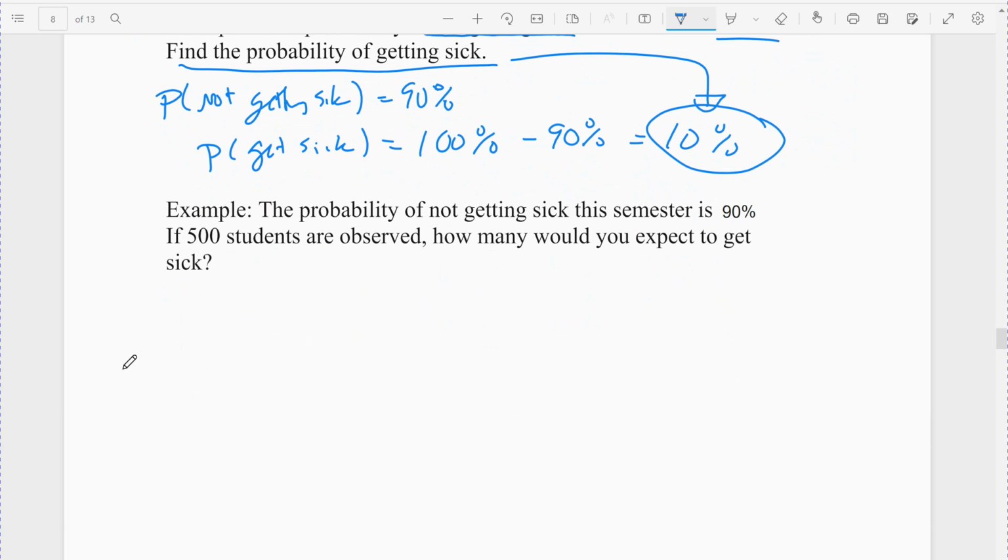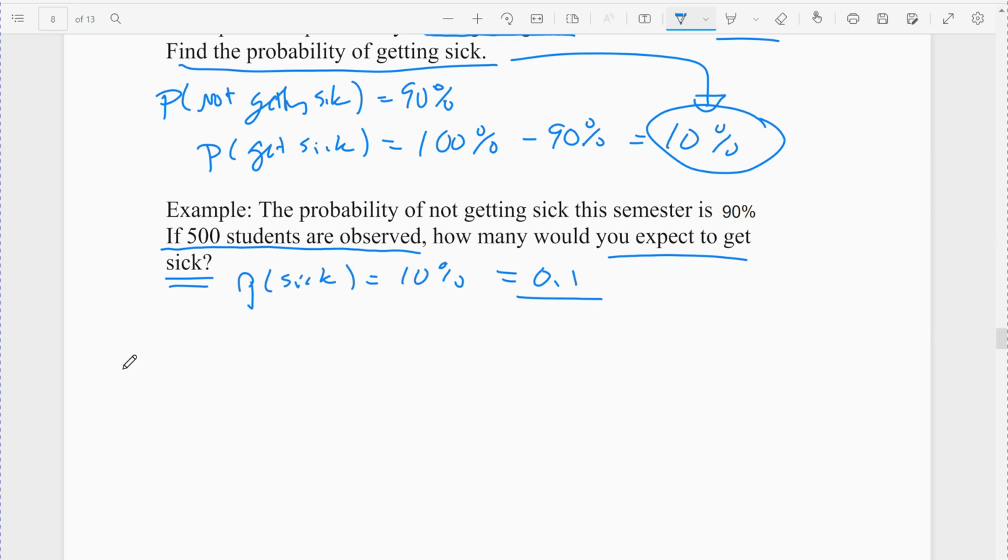And then we can use it, since probabilities are predictors. That's what you use probabilities for. It's part of statistics to predict what will happen. So suppose that we want to know the following. The probability of not getting sick this semester is 90%. If we observe 500 students, based on the probability, how many would you expect to get sick? Well, we know the probability they get sick from the previous one was 10%, or as a probability 0.1. 10% of them we would expect to get sick, because 90% of them we would expect not to.